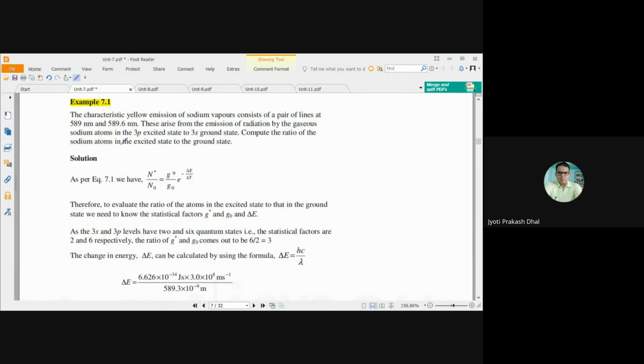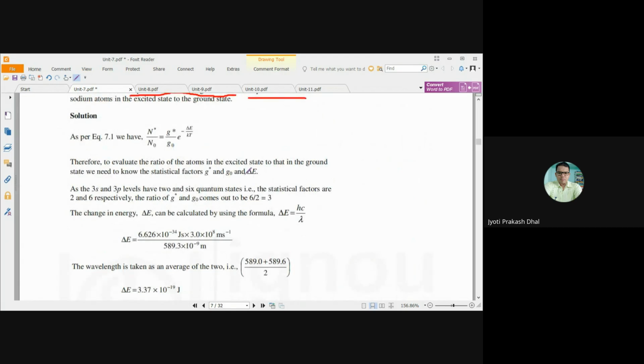Now let us discuss one example. The characteristics of yellow emission of the sodium vapor consist of a pair of lines at 589 nanometer and 589.6 nanometer. These arise from the emission of radiation by the gaseous sodium atom in the 3p excited state to 3s ground state. Compute the ratio of the sodium atoms in the excited state to the ground state. That means you have to calculate the ratio of n star divided by n0.